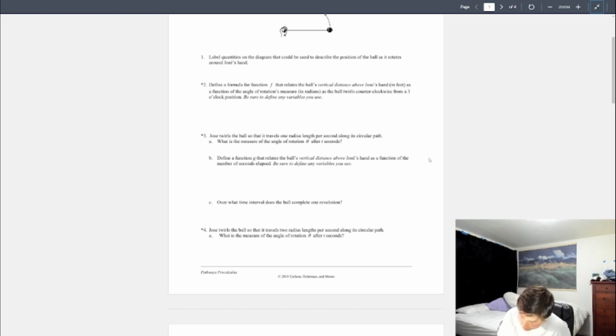Okay, I'll just say, assuming vertical distance can be defined in radius lengths, I'll make it really clear, meaning it is not asked for in feet, then we should define the variables.